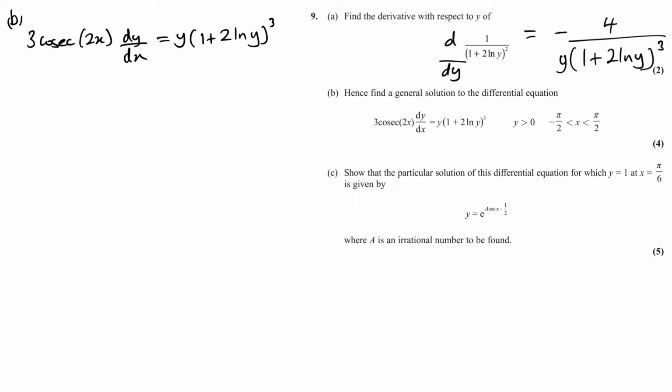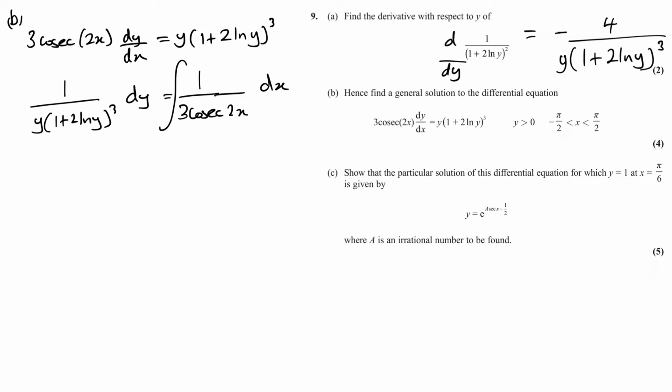Now for part B, what we need to do is first rearrange this. So if I get my y's onto the left, so that gives me 1 over y, 1 plus 2 ln y cubed dy. And on the right, we get 1 over 3 cosec 2x dx. And of course, then we are integrating.